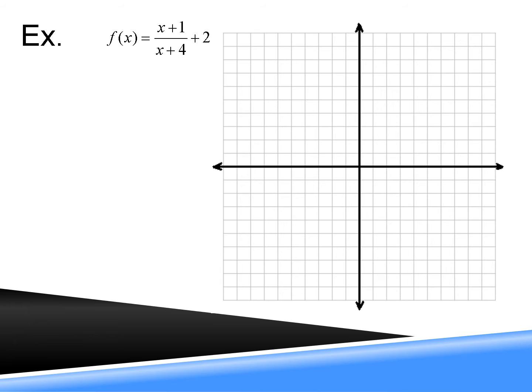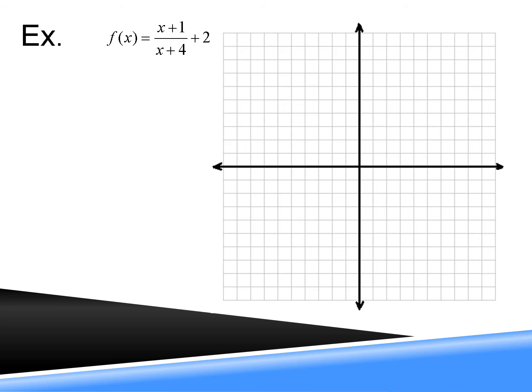Let's look at our first example. We have f of x equals (x plus 1) over (x plus 4), plus 2. So the first thing we want to do, remember, go back to your steps, is look and see: is there a horizontal asymptote?